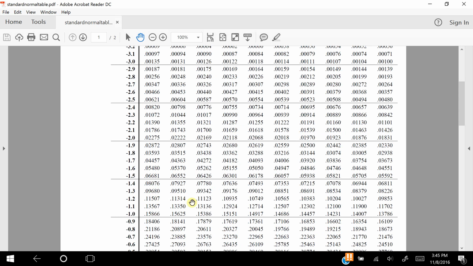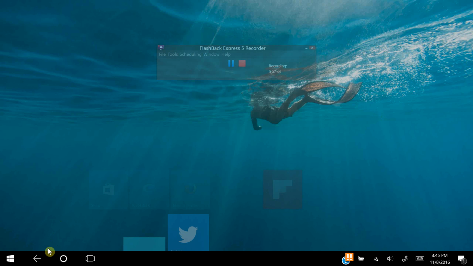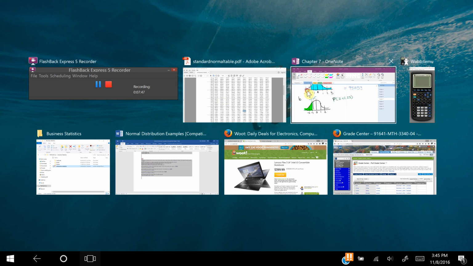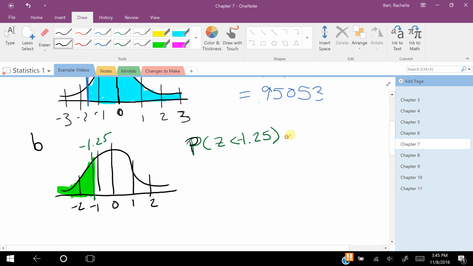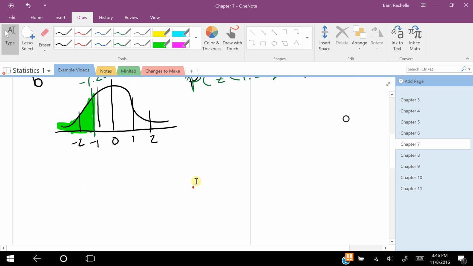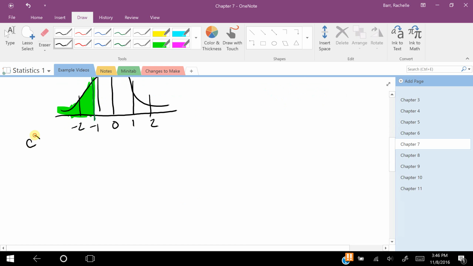Negative 1.2, and then 1, 2, 3, 4. Oh, I forgot 0. 1, 2, 3, 4, 5. 10, right there. 0.10565. That's about where we're at. So about 0.0565 is my probability.